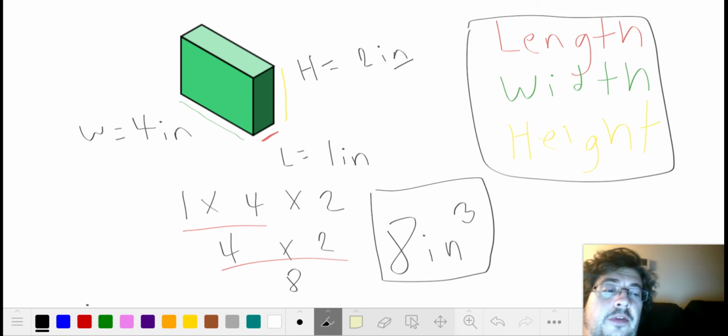So I hope this helps you guys out on your first step in volume problems and assignments. The next video on volume, as I said earlier, we're going to talk about what's called compound figures, finding the volume of figures that are made up of more than one object.